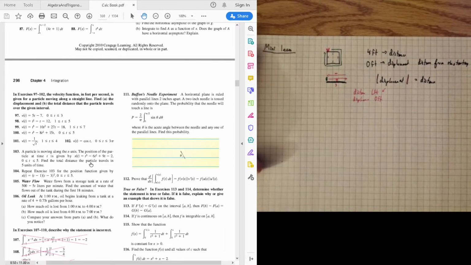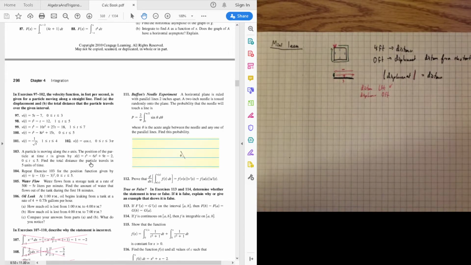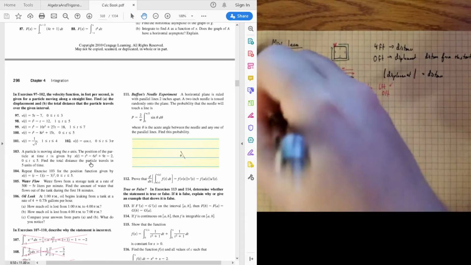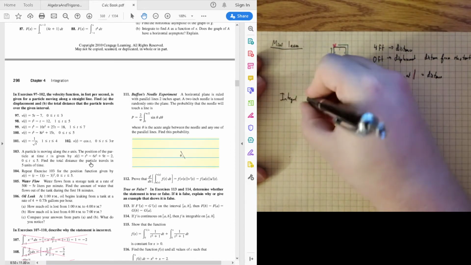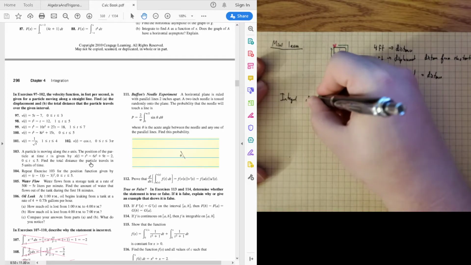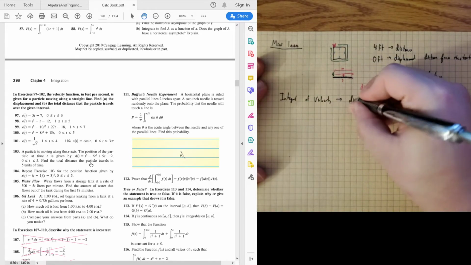This is a little mini lesson for understanding displacement because you cannot do a particle problem unless you understand what it means when it says find distance versus finding displacement. As it turns out, a standard integral of velocity will always tell you the displacement.